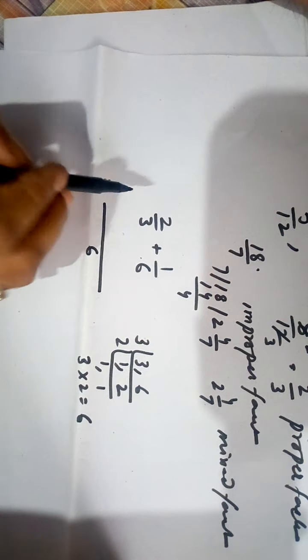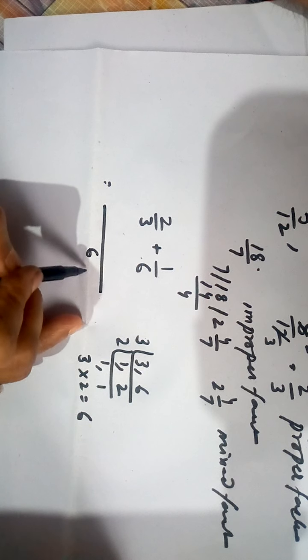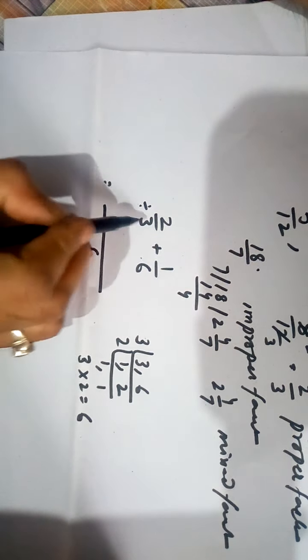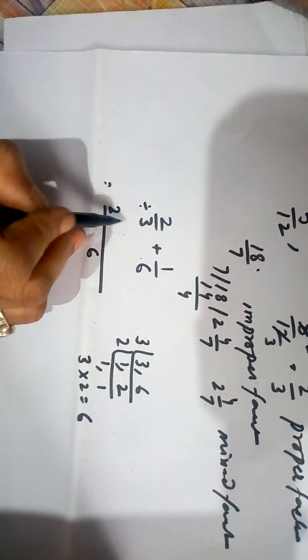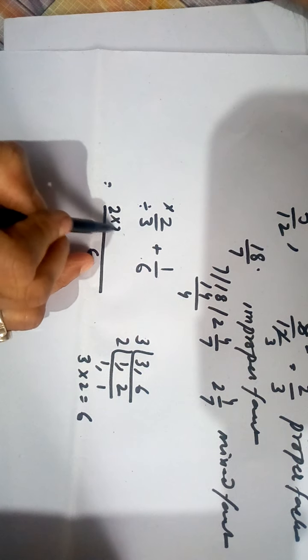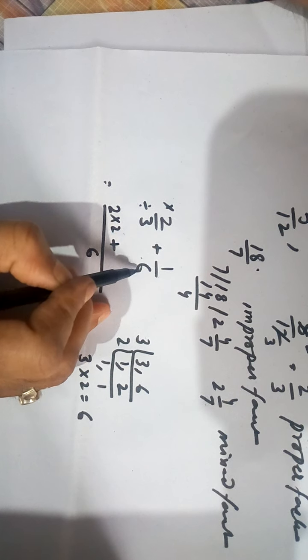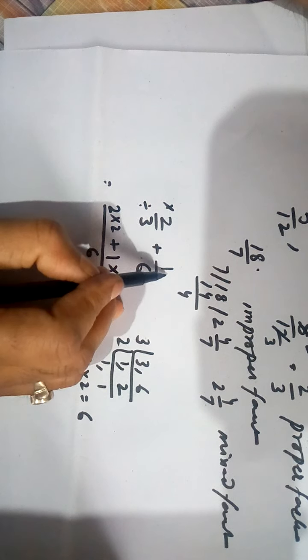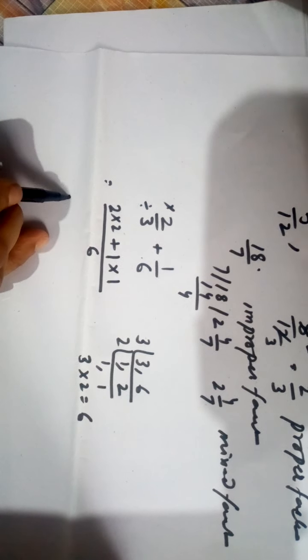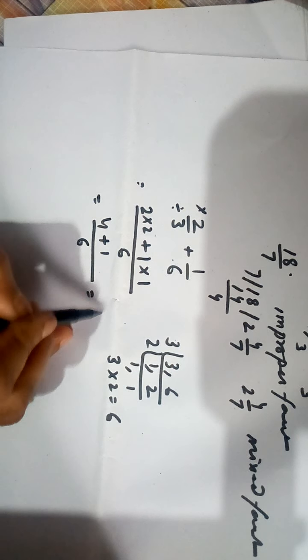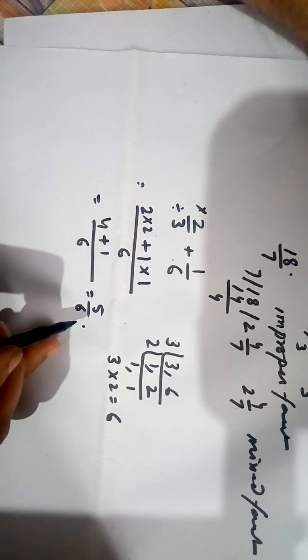Now how to add the numbers? You take the LCM, you have to divide by the denominator, and this number you have to multiply by the numerator. 6 divided by 3 we get 2, and the upper number we multiply by 2, plus same process, 6 divided by 6 you get 1, 1 into upper 1 is 1. So 2 into 2 is 4, plus 1 by 6. If you add 4 plus 1, 5 by 6, this is your answer.